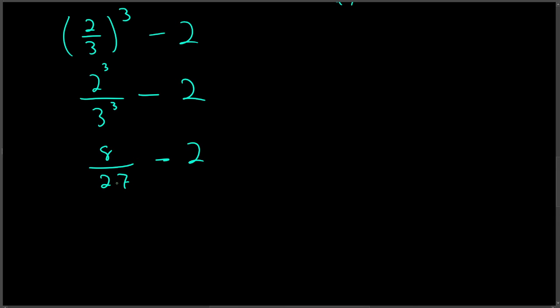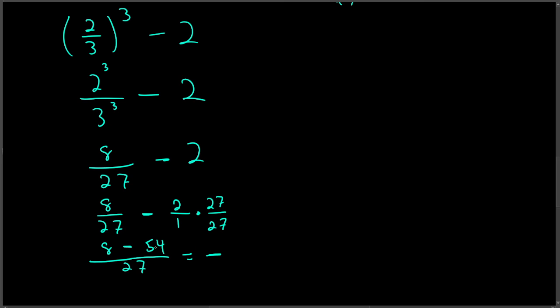Well, the LCD I need is 27. Now this has it, but this doesn't, so I'm going to need to multiply this by 1 in the form that gives me the denominator of 27. So I'm going to get 8 minus 54 all over 27, because they have the same denominator. And this is the bigger number, so my answer is going to be negative. And if I subtract the 2, I get 46. Now do I leave it in this form, or do I write it as a mixed number? For right now, this is a good form.